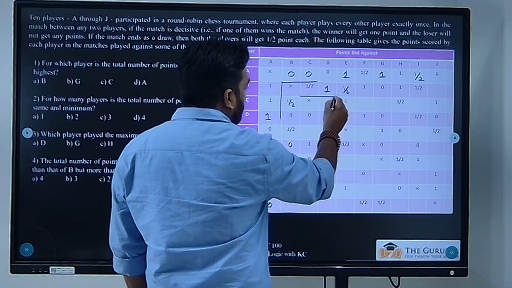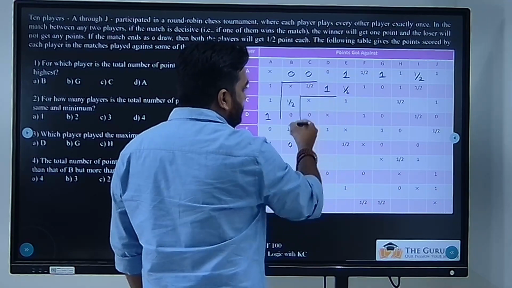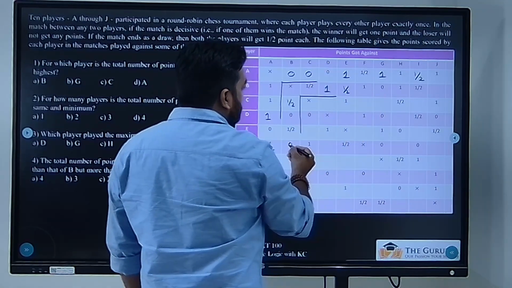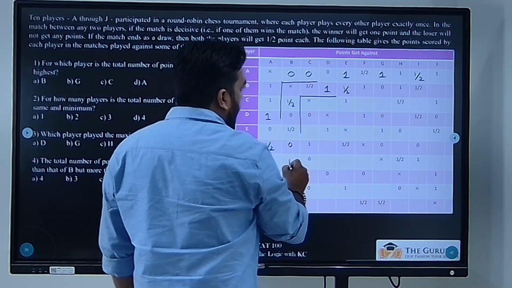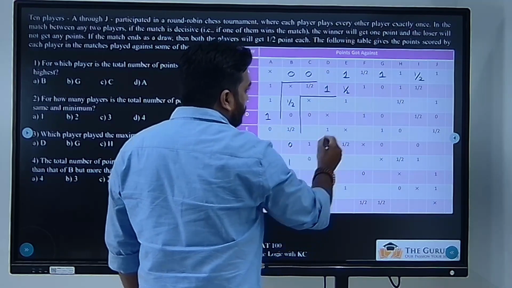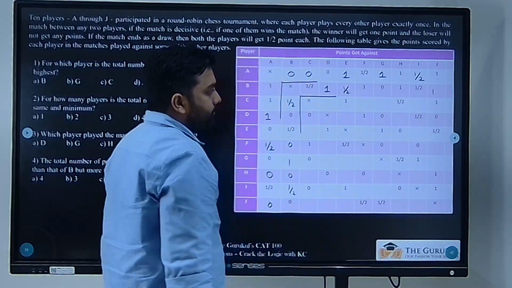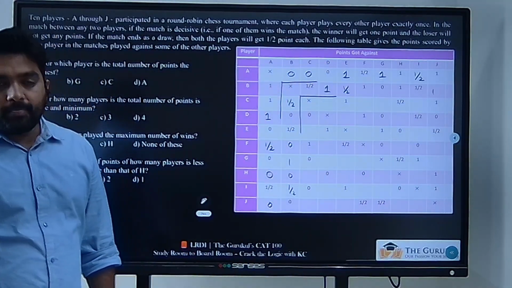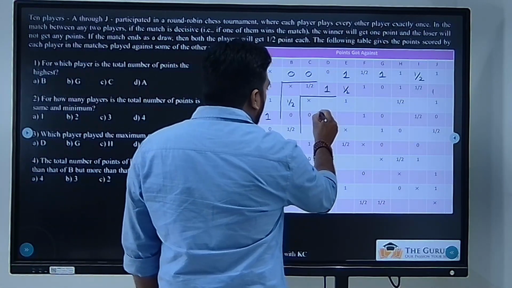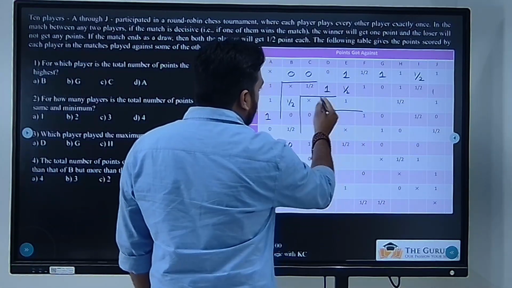0 here. I'm talking about this row and this column. 1 here, 0 here, 0 here, 1 here, 1, 0, half, half, 0 and 1. Clear on how we are writing? Look at this table.